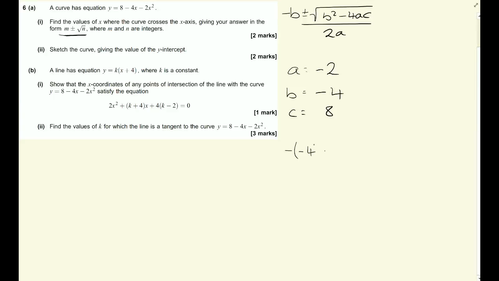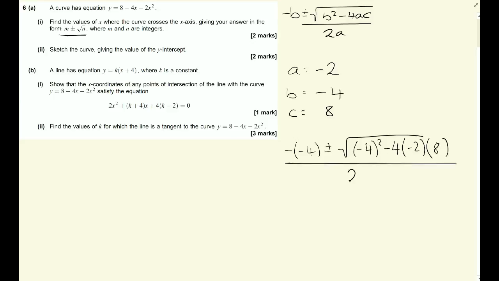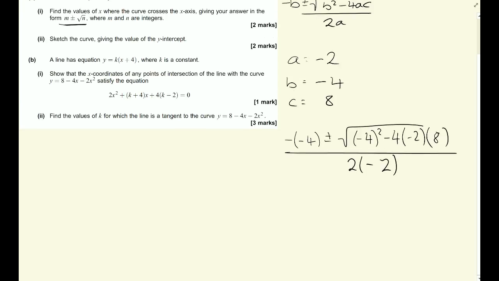Minus 4 plus or minus the square root of minus 4 squared minus 4 lots of minus 2 times by 8, all divided by 2 lots of minus 2. Now take your time, put everything in brackets, because especially if this was from the calculator paper, it would just make sure that everything was sorted, and this should help us.